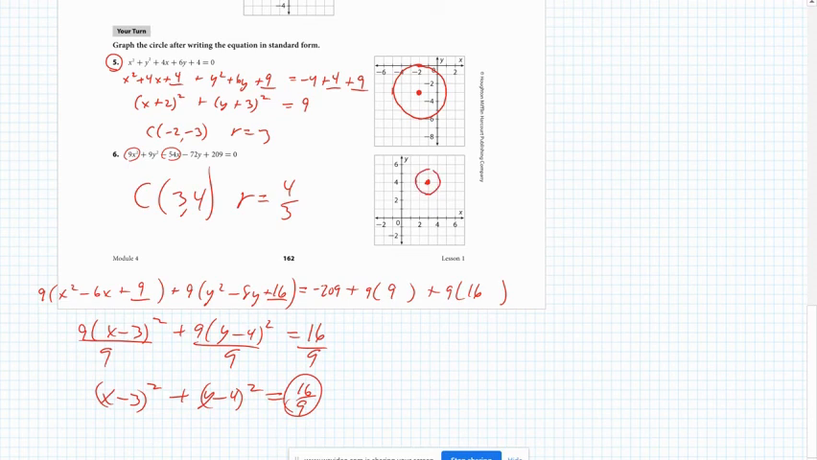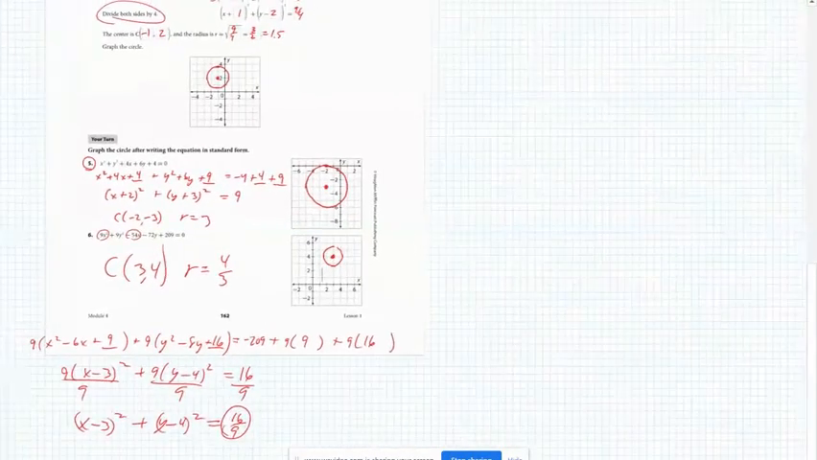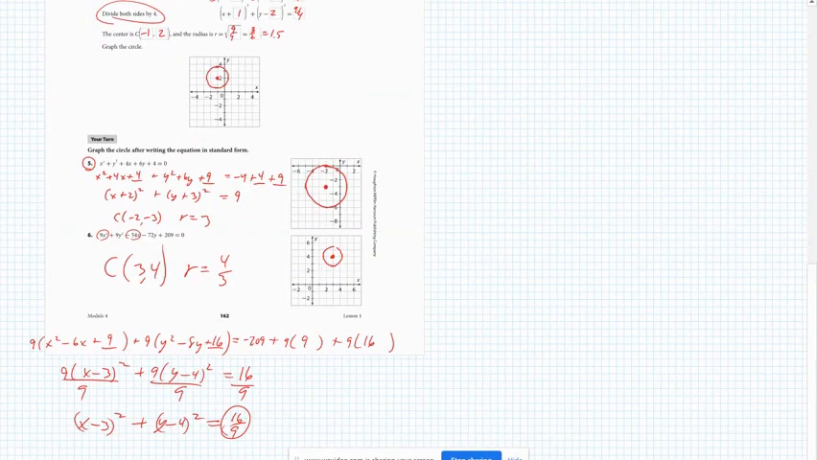We get that circle. And so that completes our lesson on section 4.1 on rewriting equations of circles.